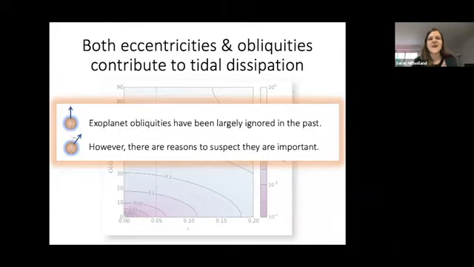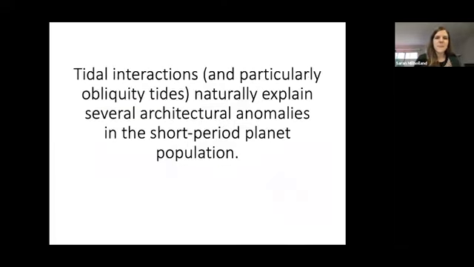This is because we just assumed that they would be forced to have zero, or aligned, values with their orbital axes. But in this talk, I'm going to give some reasons for why we think that obliquities of these close-in planets are actually important, so I'll be focusing on the role of non-zero obliquities. For the remainder of the talk, I'm going to propose that tidal interactions, and particularly obliquity tides, could naturally explain several of these architectural anomalies that we see in the short-period planet population. And I'm going to discuss three specific examples.